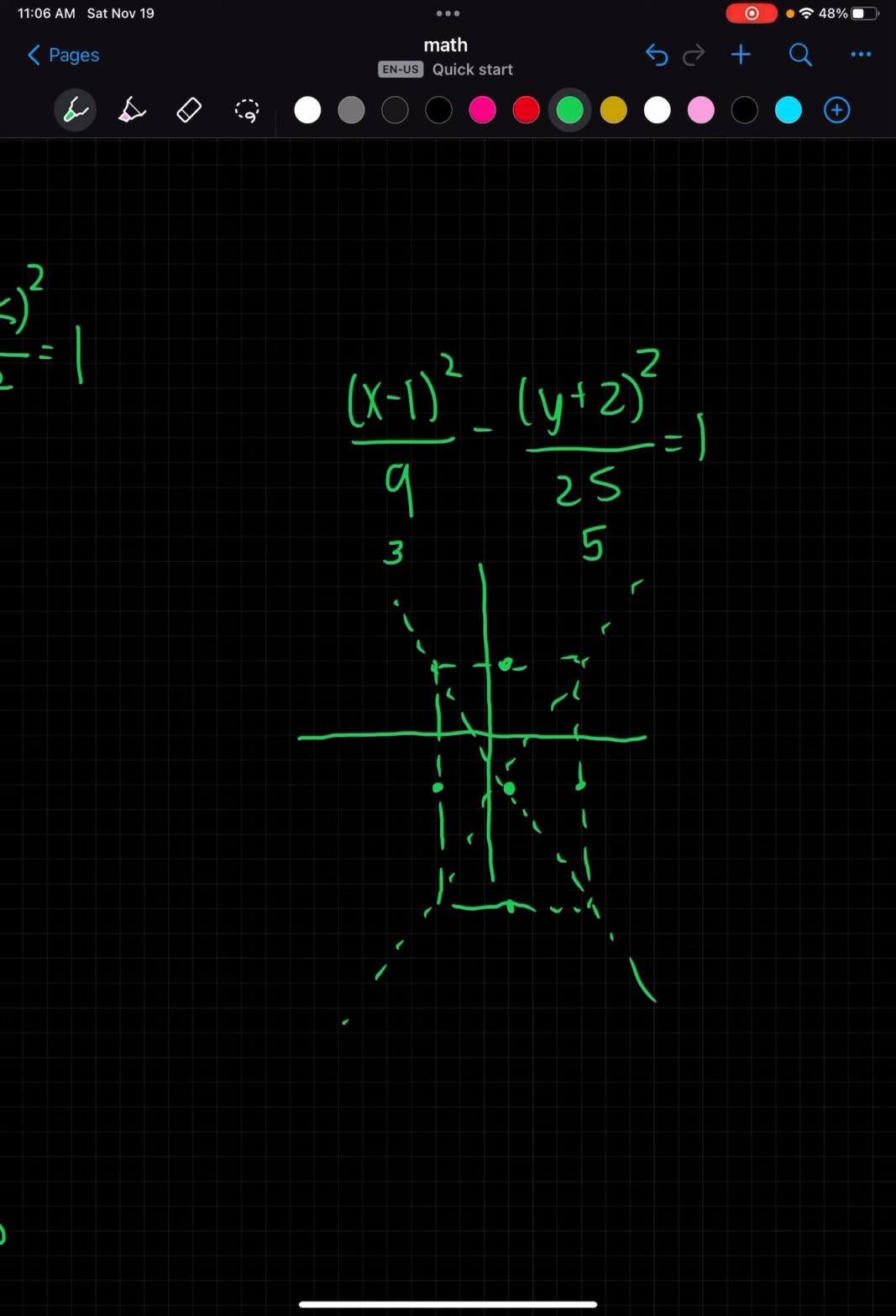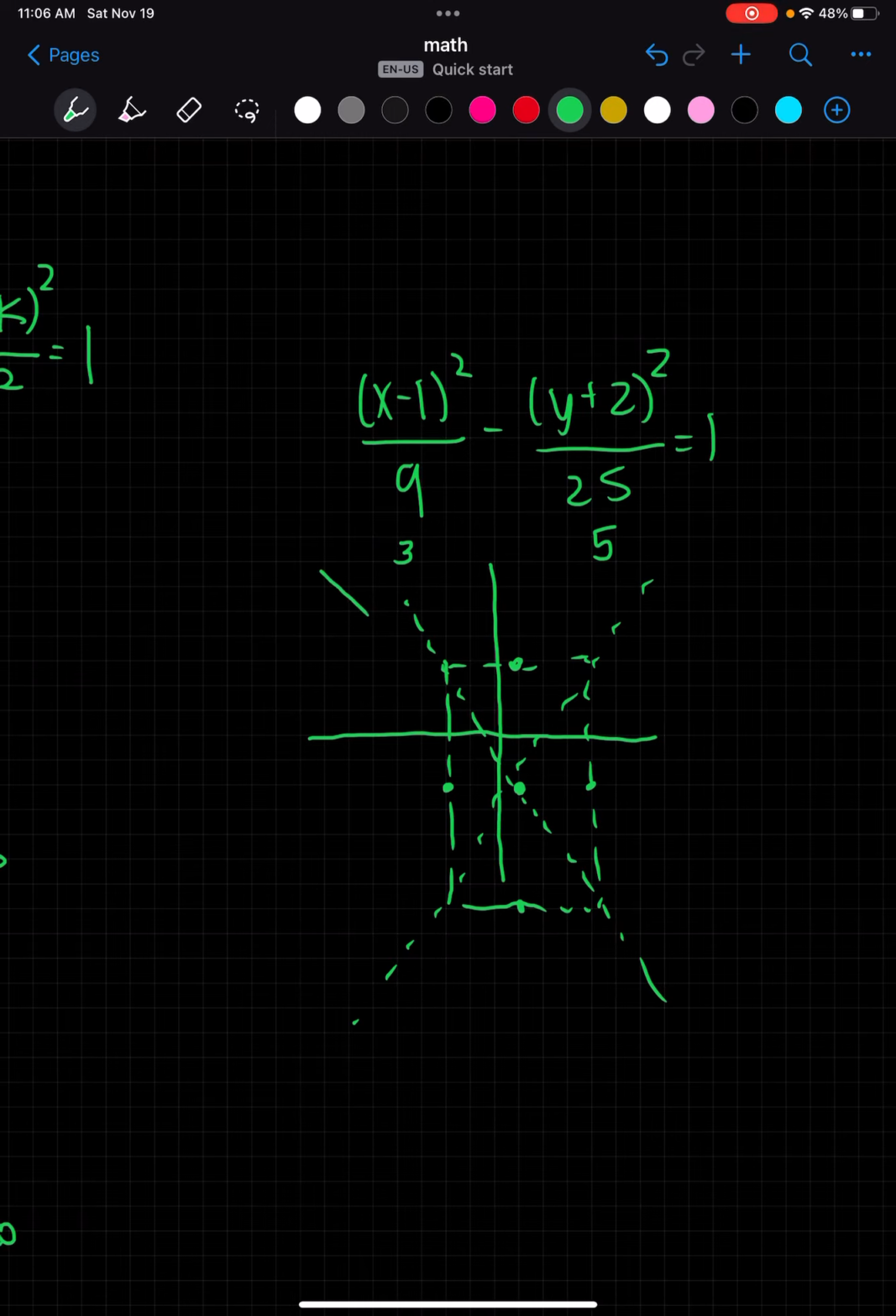Notice how the x is in front. When the x is in front, then it's a horizontal hyperbola, which means that what's going to happen is it's going to go like this. And then this side also goes that way. If the y was in front, then you would do the parabolas up and down instead of left and right. Hopefully that makes sense. Okay.